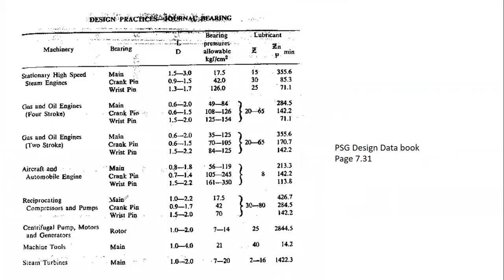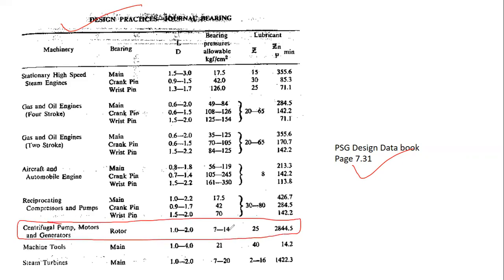So remember this table, it is called design practices of journal bearing. Most of our numericals will be on centrifugal pumps. So you should know that its L by D ratio value is 1 to 2. Its allowable bearing pressure is 7 to 14 and Zn by P value is 2844.5. Moving ahead.